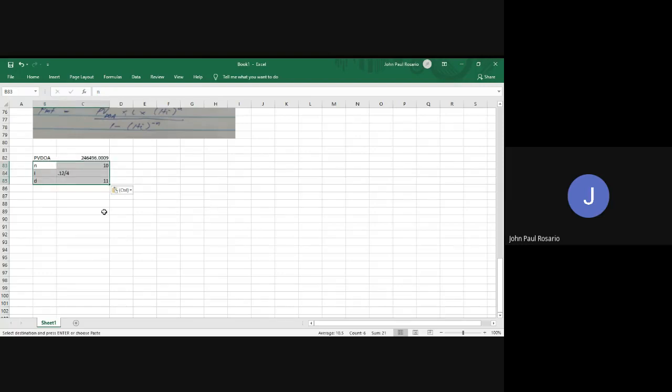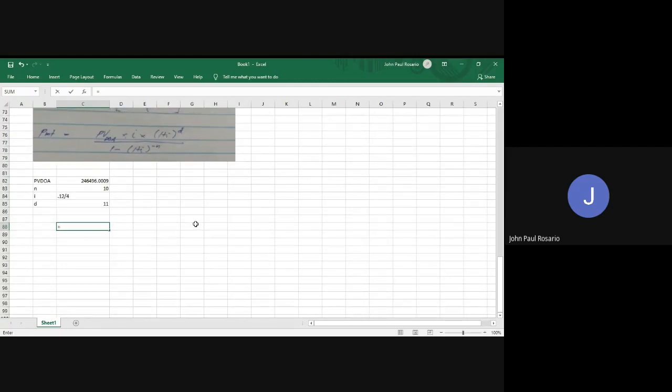Sige ha, so let's try if makuha nato siya. So, ingon siya, payment ko is PVDOA times nato ng I nato is 0.12 over 4 times nato siya og 1 plus I, 1 plus 0.12 over 4 raised to the power of our D is 11, and then all over.